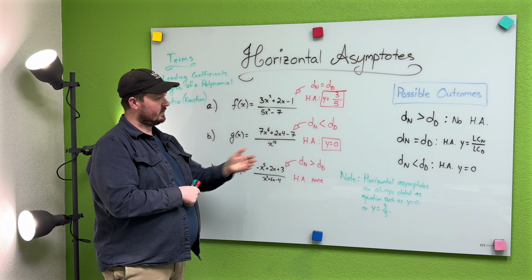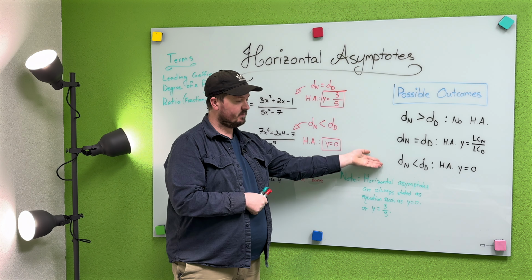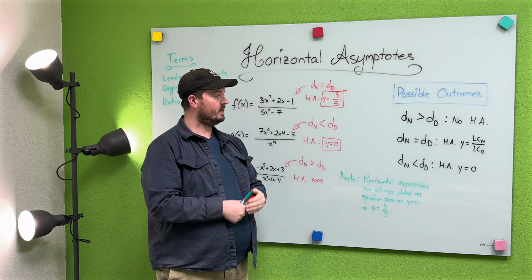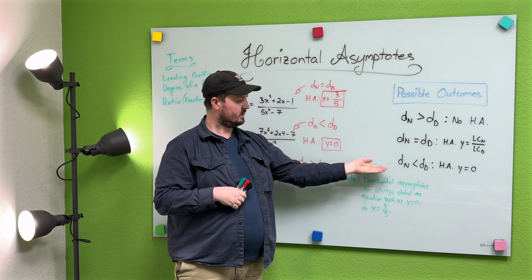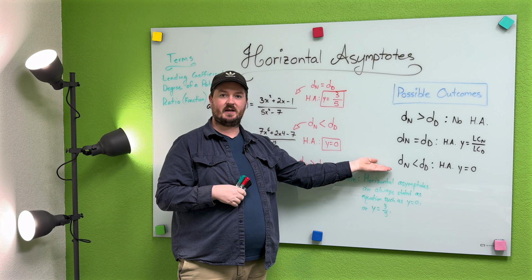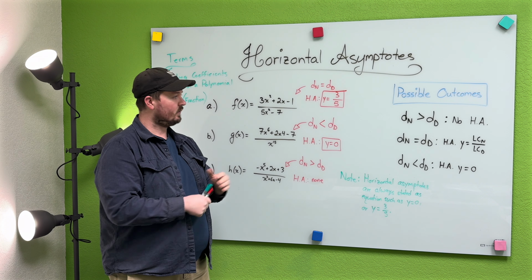So that's it. Just be aware. You have to be familiar with this table. So if needed, feel free to come back to the video. Just skip to the end and look at this table anytime you need to review horizontal asymptotes.